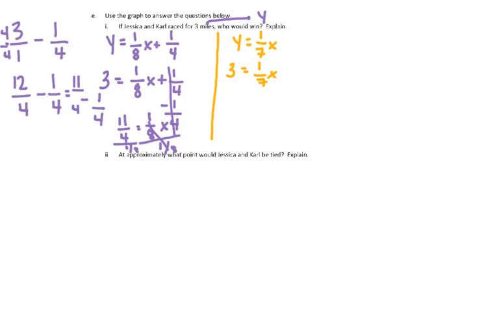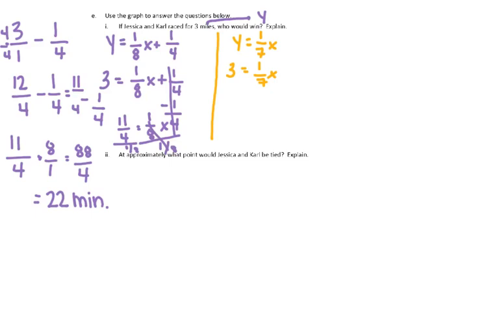And remember, when I divide fractions, I flip the second fraction, so I actually have 11/4 multiplied by 8 over 1, which gives me 88 over 4. And when I divide 88 by 4, I get 22. So it's going to take Jessica 22 minutes to travel 3 miles.